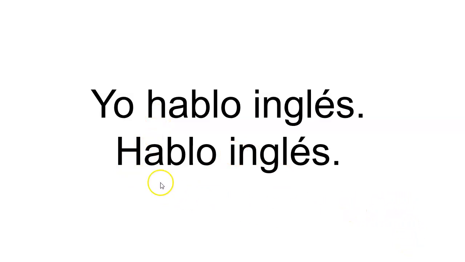Another thing that we've talked about before is that because of the ending of the verb, in other words, the o only goes with yo, that kind of renders the subject pronoun unnecessary. So you don't have to use the yo. You can say just hablo inglés, I speak English. The yo is understood in this one, and most Spanish speakers will just leave out the yo because it's not necessary. So, hablo inglés, I speak English.